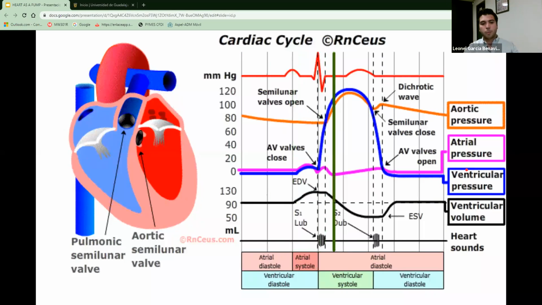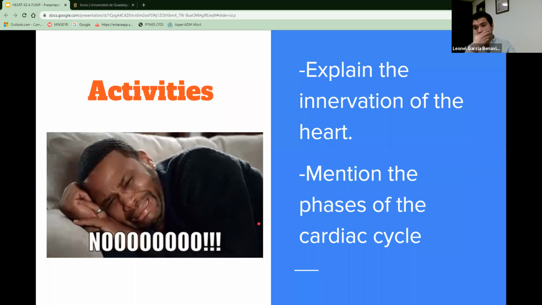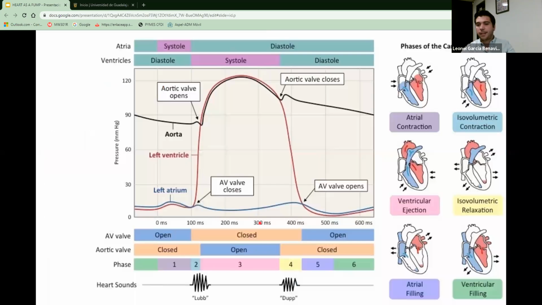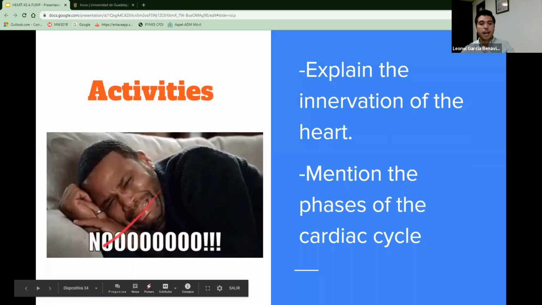Okay, so we're going to leave you some activities. They told me we have to leave you with some questions. I thought the easiest questions would be: first, explain the innervation of the heart that we reviewed at the beginning, and also mention the phases of the cardiac cycle. Just mention them. We reviewed them at the end. They're right here, so you can have a fast review. Check them for your homework.